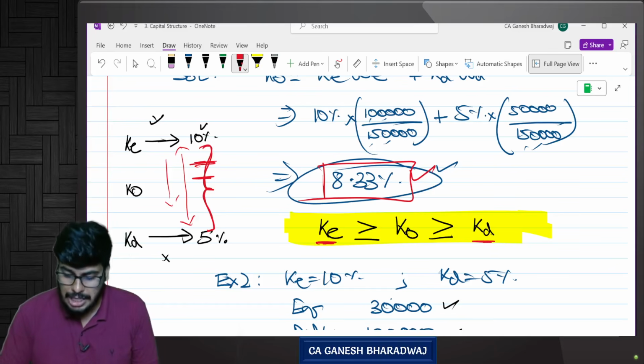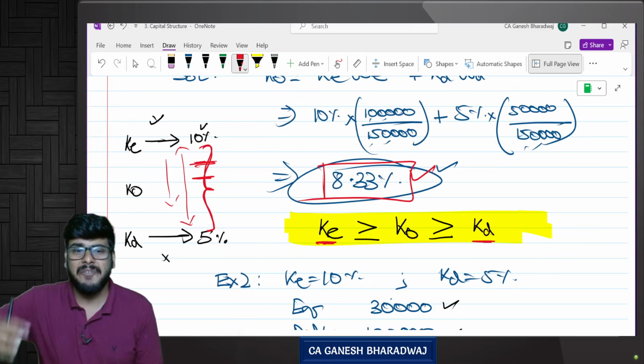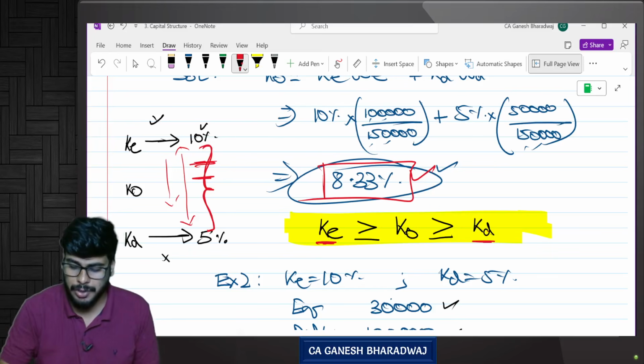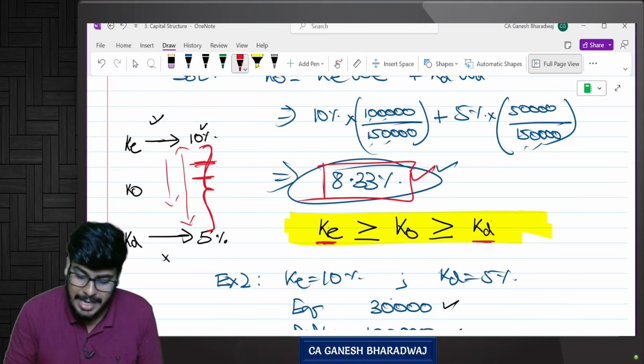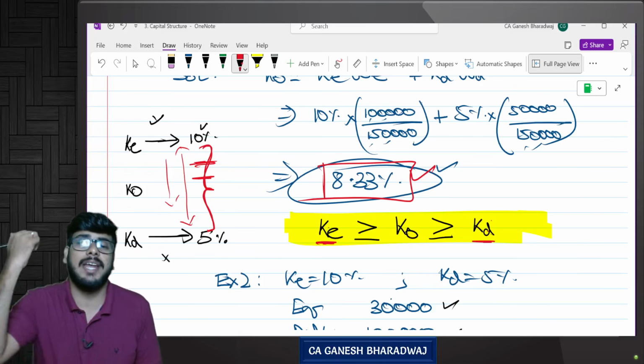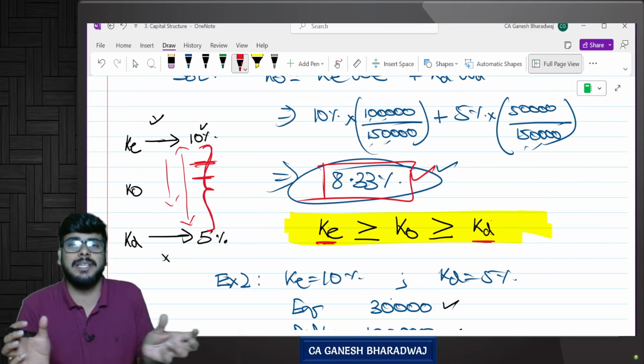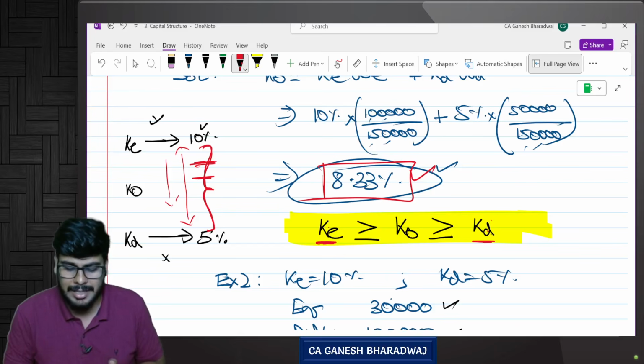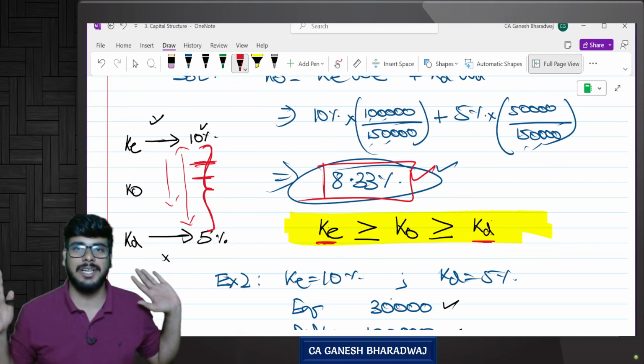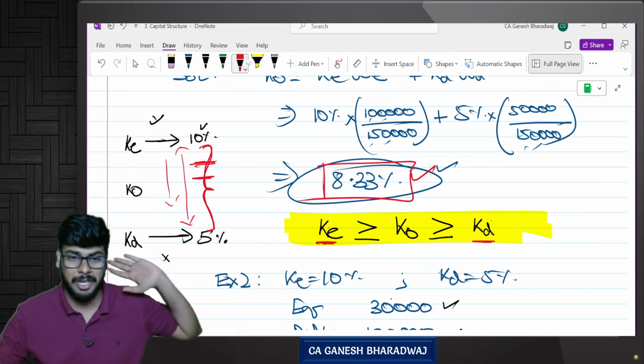Are you clear with this? So when will KO be equal to KD? When I am raising all the funds entirely through the debt channel. Correct? KO will be equal to KE when you are raising it entirely from the equity channel. And if there is a mix of equity and debt, it will lie somewhere in between. And that is what we are seeing here in this particular graph.